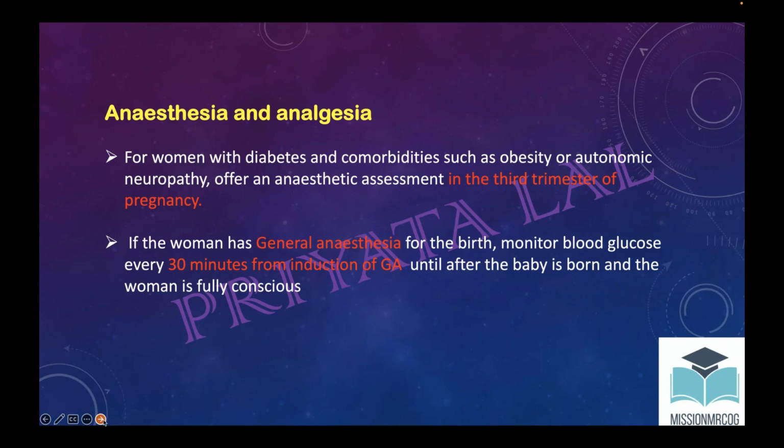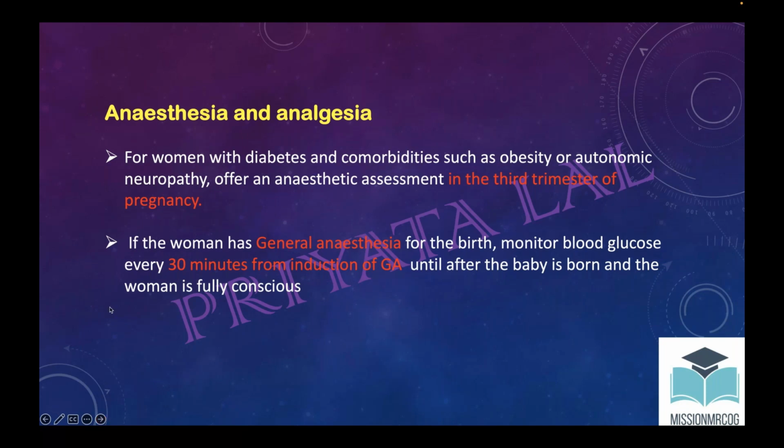Apart from this, if the patient is given general anesthesia during labor, or the woman is fully conscious, then every 30 minutes from the induction until the baby is born there will be a blood sugar check. Okay, you will find a question from here.